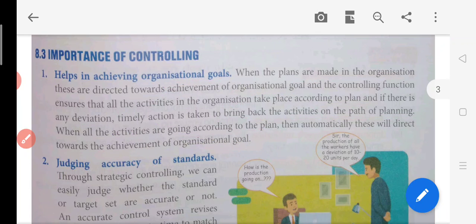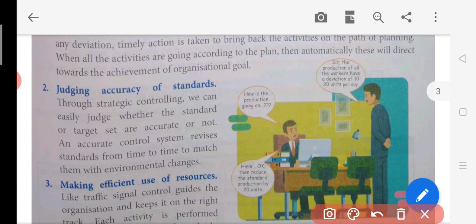Then the second point is judging the accuracy of the standards. The standard is always set. So in controlling, when the standards are set, we work according to those standards. Like if our standard production is 500 units per month, then this is our standard, and we must always try to produce as per our standards, meaning 500 units or more can be produced. So we will be judging according to that.